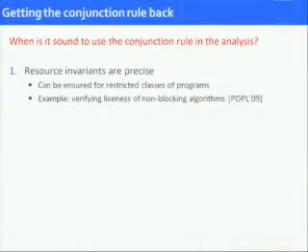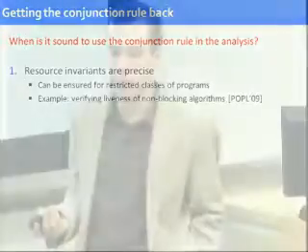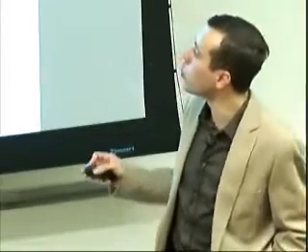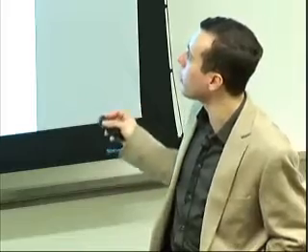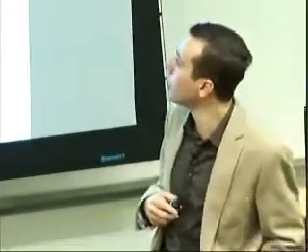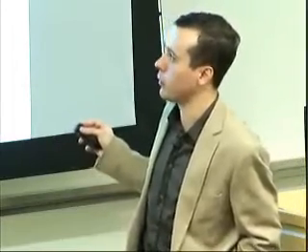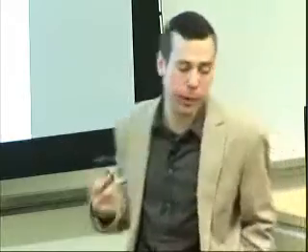So when is it sound to use the conjunction rule in the analysis? Well, one case is when you can ensure that the resource invariants that the analysis infers are precise. This can be ensured for a very restricted class of programs. For example, when we did work on verifying liveness of non-blocking algorithms, we had to use both the conjunction rule and something called the non-circular relay guarantee rule, which has a similar flavor. We were able to get away with it because these non-blocking algorithms are very restricted, very paradigmatic, and we were able to ensure that the resource invariants are precise.